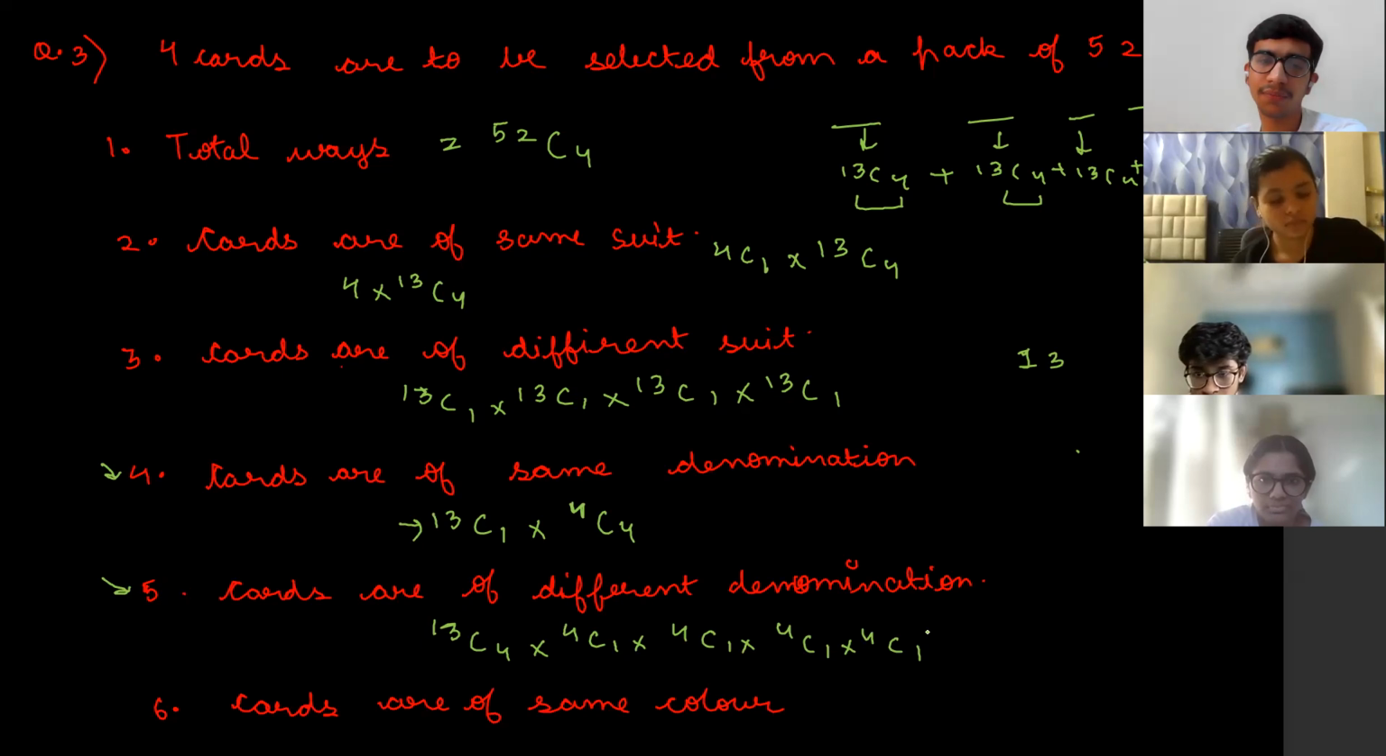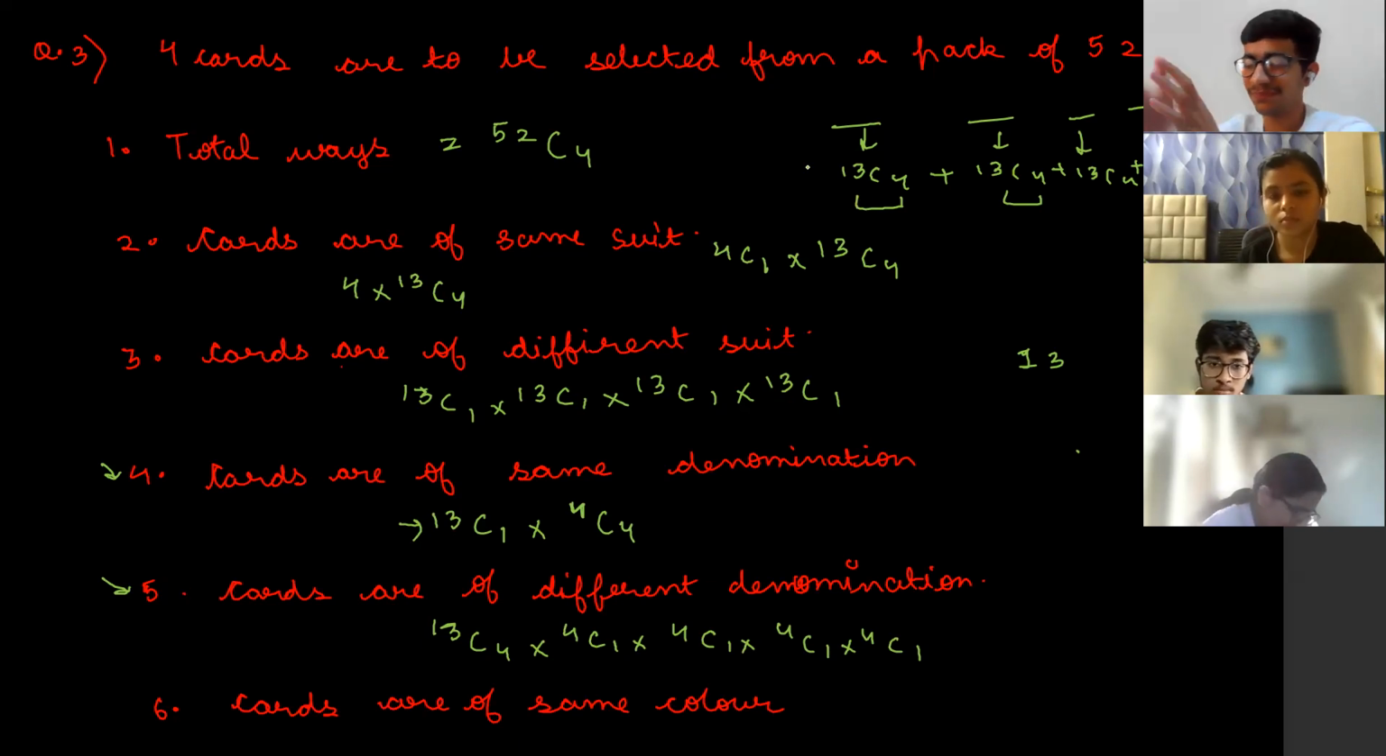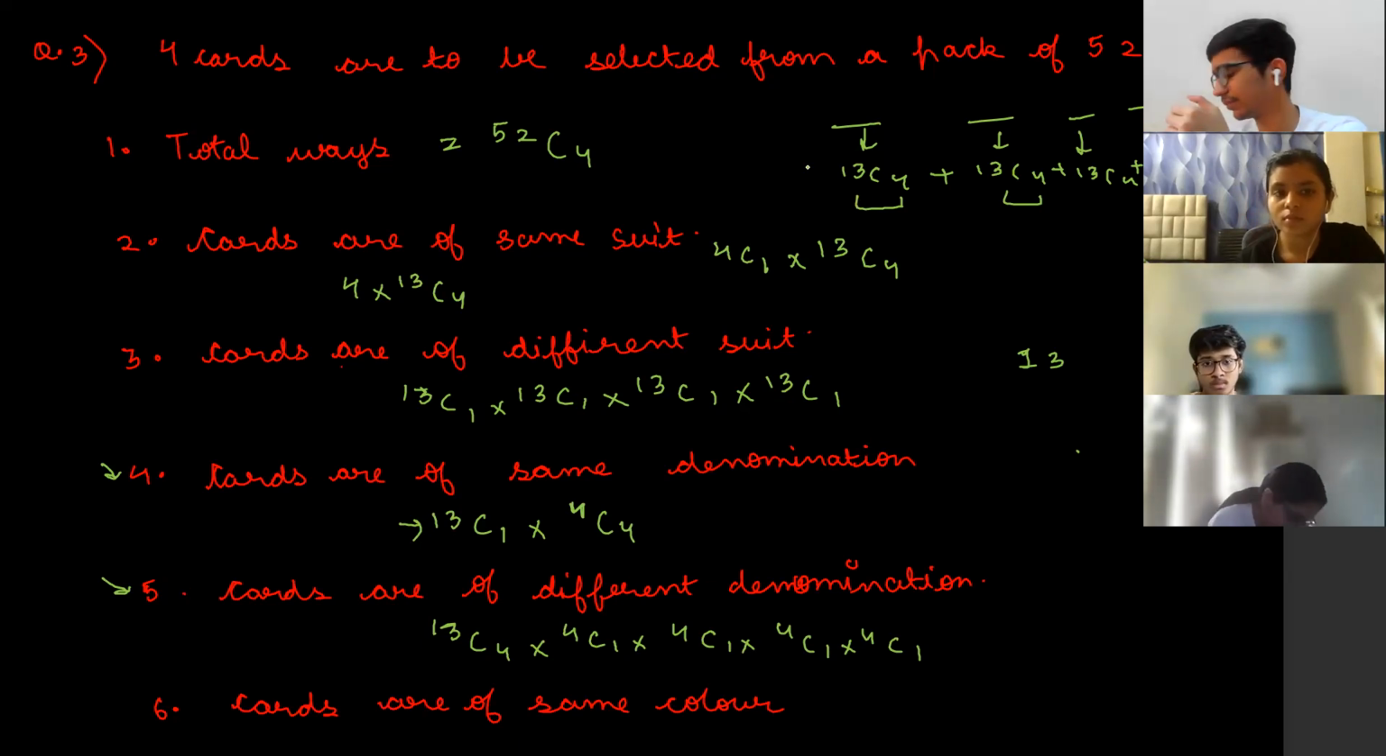Ajay, tell me the answer of a case when all of the cards are of different color. You have to pick 4 cards and all of the cards have to be of different color. Zero. Okay, ठीक है. Because there are like two colors, so repetition. Agreed.